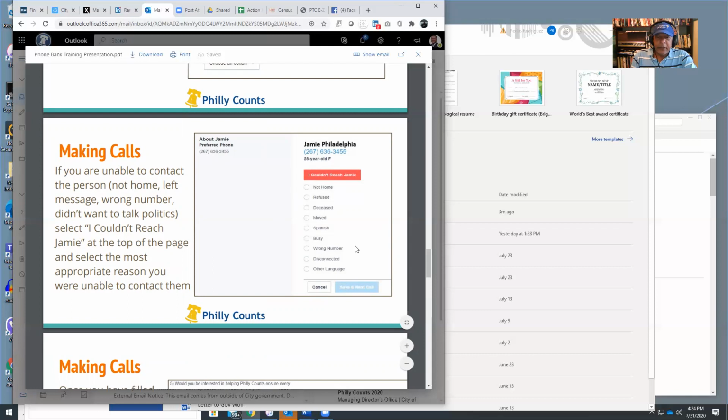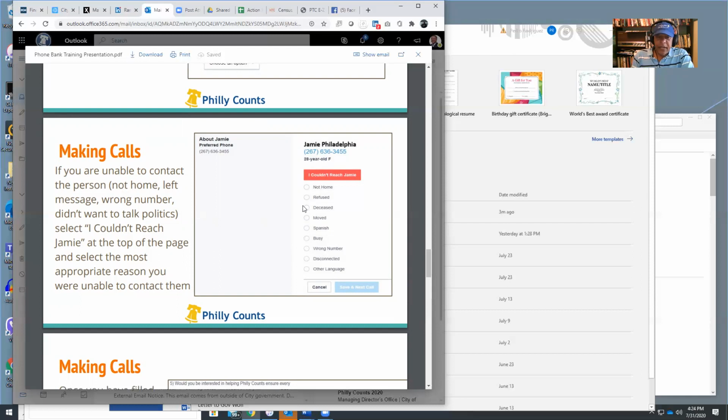Sometimes I say, is this Jamie? And the person says, no, this is Charlie, it's not Jamie here. I say, oh, I'm so sorry about that. That's a wrong number, so you click wrong number. Sometimes you hear a message from the phone company saying the phone is disconnected. You put that there, you click disconnected.